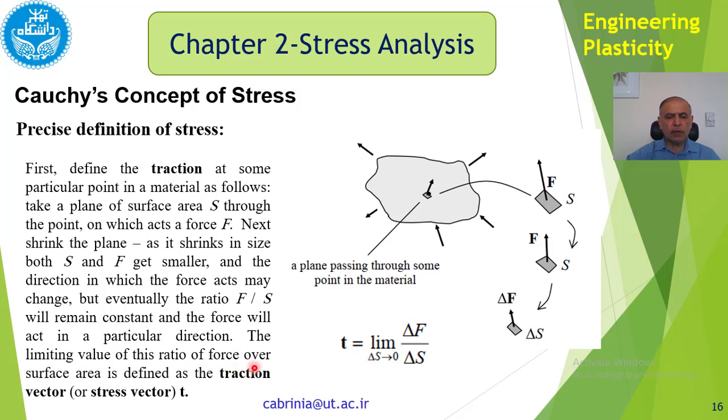The limiting value of this ratio of force over surface is called traction vector T. Okay, this is acting on the surface, it's pulling it, that's why we are calling it traction. And in the limit, as delta S tends to 0, we say that this is equal to T, or traction. We call that a stress vector. That is the stress vector or traction.